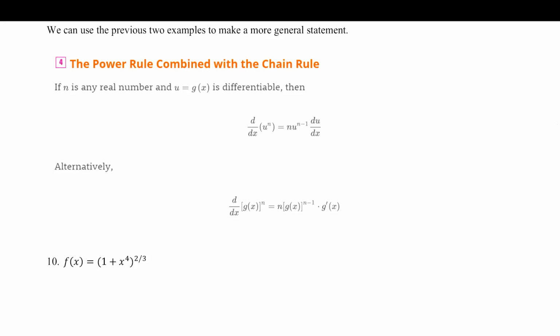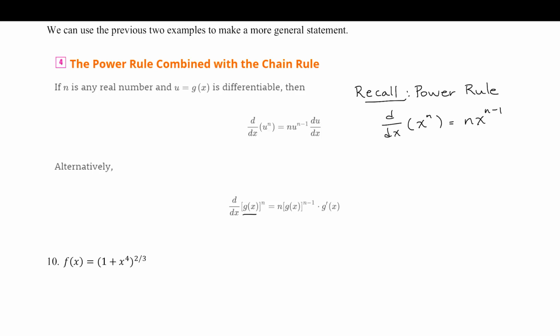Okay, now those first two examples we can look at more generally. Remember that the power rule that we learned early in section 3.1 told us that to take the derivative with respect to x of x to the power n, we bring the power down and raise x to one lower power. Now we're doing something similar, except that what's being raised to the power n is not just the variable x, but it's a function g of x.